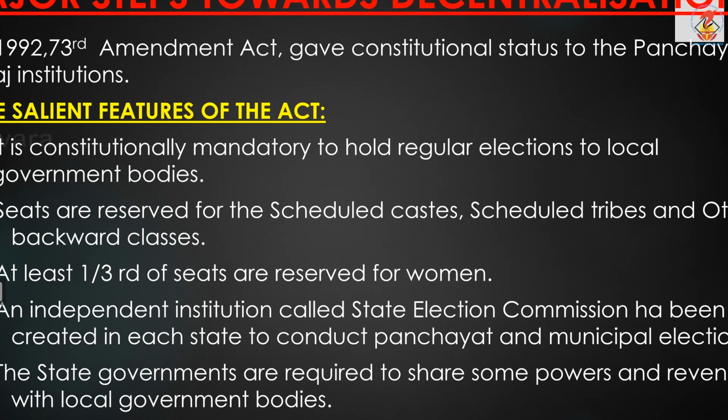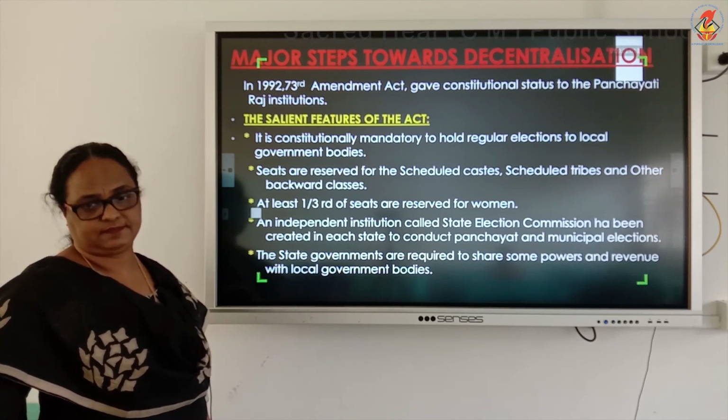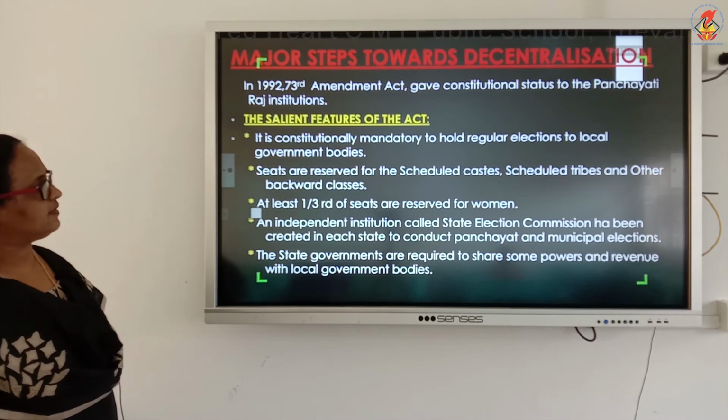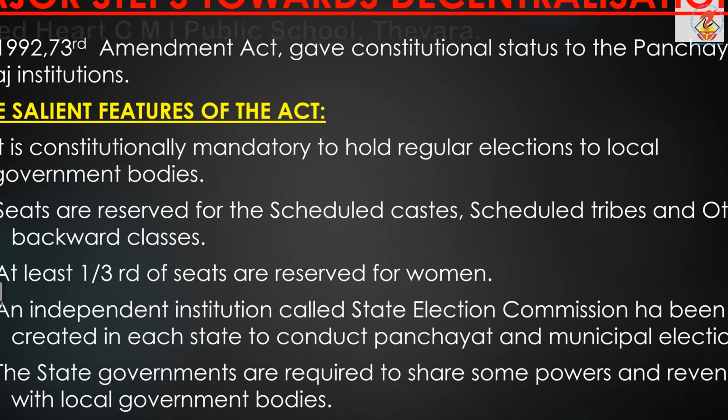Then we have some major steps towards decentralization. I did say the local government came into existence only after 1992. Till then we had only a two-tier system. The salient features of this act are, it is constitutionally mandatory to hold regular elections. Seats were reserved for scheduled castes, scheduled tribes and other backward classes, OBC. Then even one-third of seats were reserved for women. An independent institution called the State Election Commission has been created in each state to conduct panchayat and municipal elections.